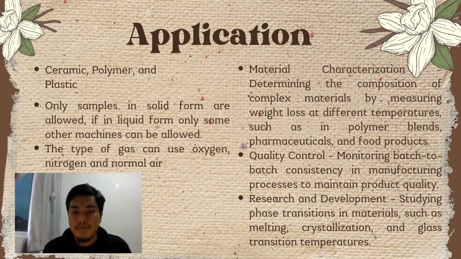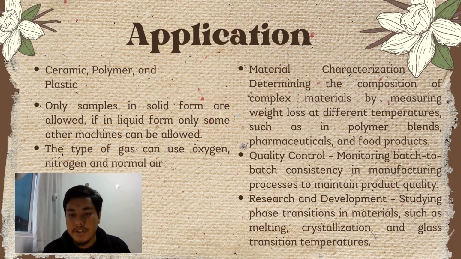For applications, number one is material characterization, determining the composition of complex materials by measuring weight loss at different temperatures, such as in polymer blends, pharmaceuticals and food products. Number two is quality control, monitoring batch to batch consistency in the manufacturing process to maintain product quality. Number three is research and development, studying phase transitions in materials such as melting, crystallization, and glass transition temperature.